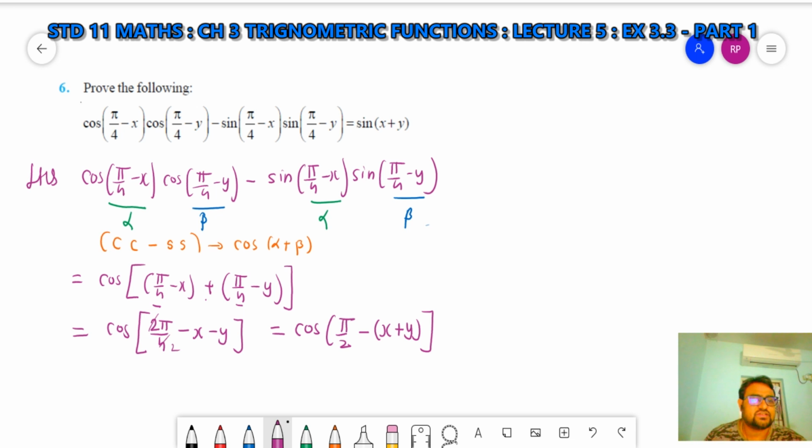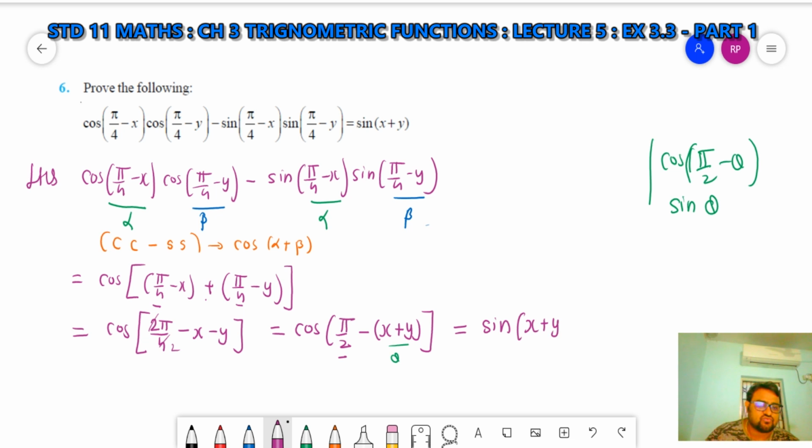Now see, what is the formula for cos(pi/2 - theta)? Pi/2 shift, that is 90 degrees, minus, it's in the first quadrant, as it is pi/2, I need to change it to sine. Remember, because this is the complementary. So if I consider x + y as theta, I need to change cos to sine as it is pi/2 shift, and I get sin(x + y). This is equal to RHS. Clear? So note down question number 6.